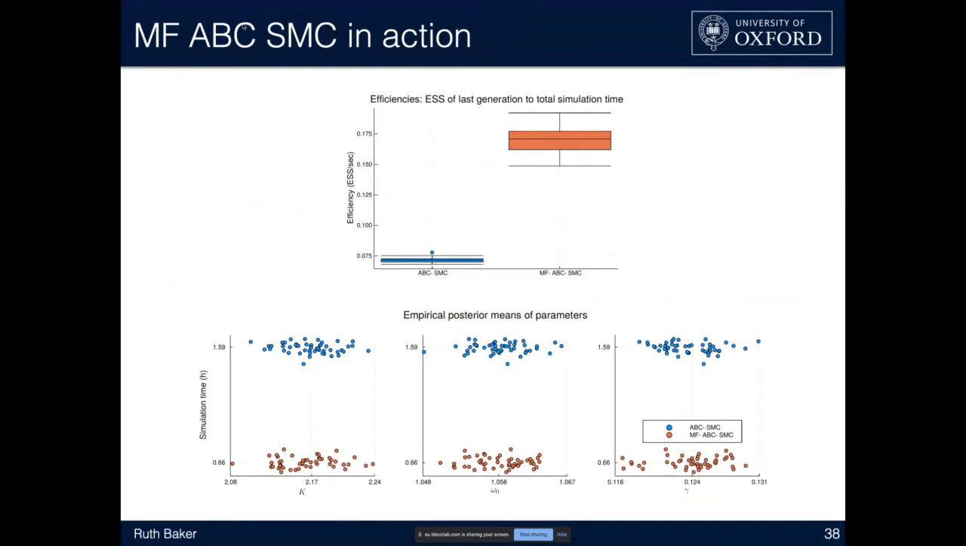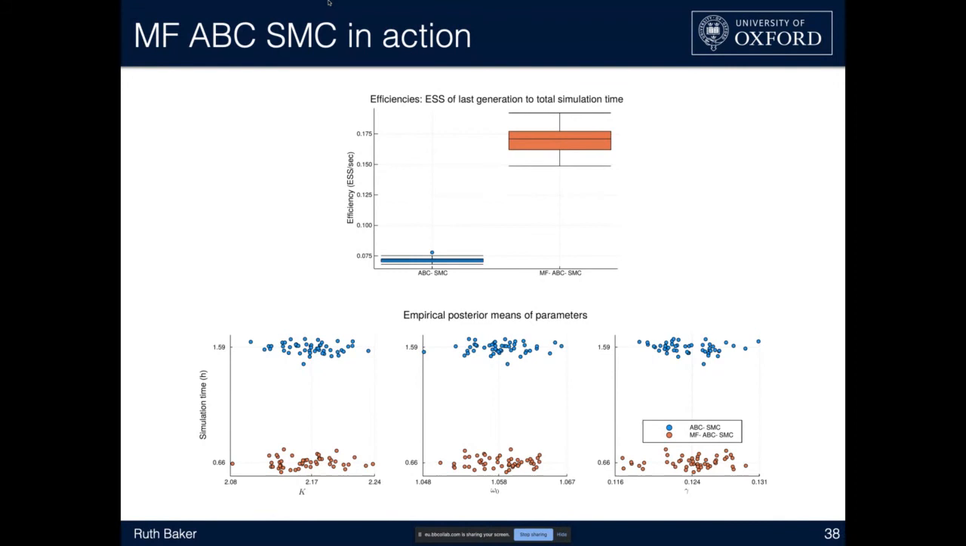Okay, so let's apply multi-fidelity ABC SMC to the system to identify all 3 of the parameters, so the coupling strength and the mean and the variability of the angular velocity distribution. So what we did was do SMC over 8 generations with a set acceptance schedule, and then we're calculating efficiency by looking at the effective sample size within the last generation, the 8th generation of SMC, relative to total simulation time.